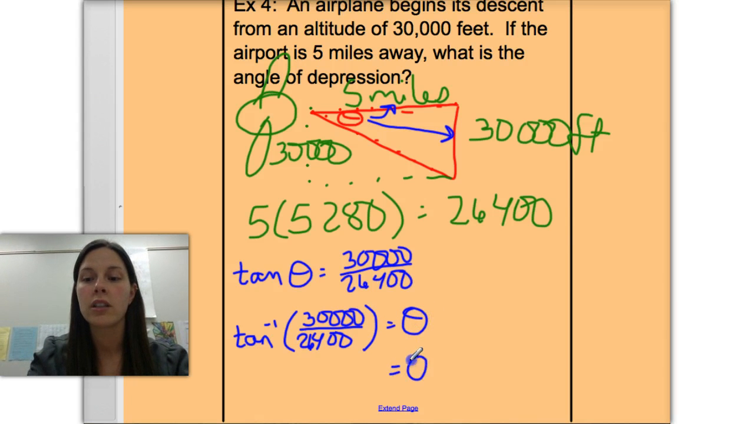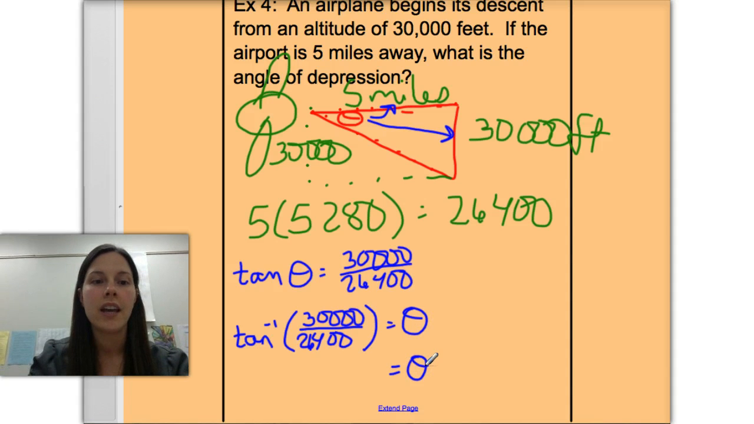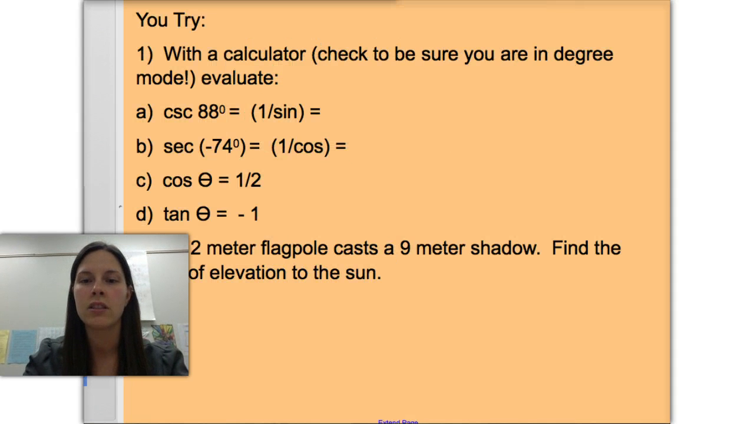Again, making sure you are in degree mode if you're not already. And I got 48.65 degrees. You only need to keep 2 decimal places with degrees. It's not as important to be that accurate, or 3 decimal places accurate with degree measures.